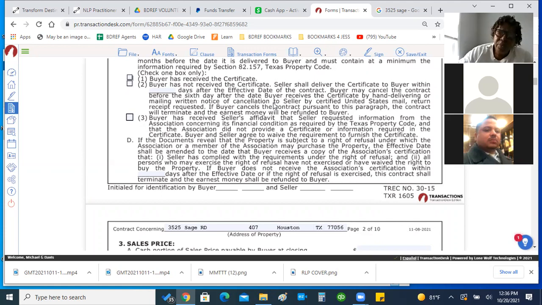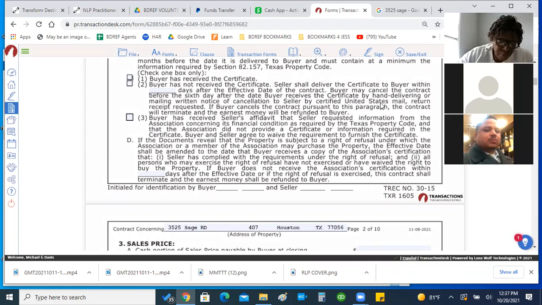7 to 14 days. Okay. And also notice how right here it says, if you put 14 days, seller shall deliver the certificate to buyer within 14 days after the effective date. Notice how it says buyer may cancel the contract before the sixth day after the date. So that means if you put 14 days, they get an additional 6 days, which gives it a total of 20 days to receive the certificate and cancel, as long as it's 6 days after the buyer receives the certificate.